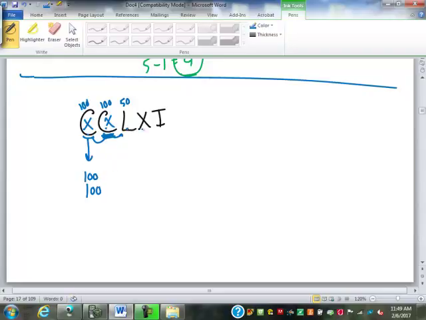The L is 50. The next one is the X, which is 10. Again, that symbol is not smaller than the one that comes after it, so we can record the 50. Now we have the X. The next one is I, which is 1. So we've used up the L. The X is not smaller than the one that comes after it, so we can record its value. So we've used up the X. Now we just have the 1 on the end, and we will add those up. So 162, that's 261 in Roman numerals.